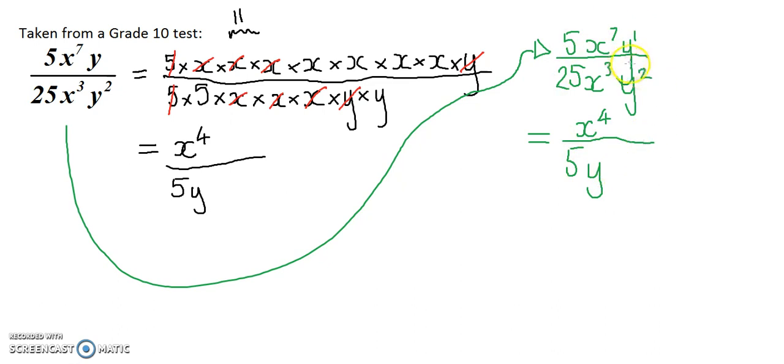So it's much easier to do once you've gotten used to things, but while you're learning things for the first time, it helps to write things in expanded notation.